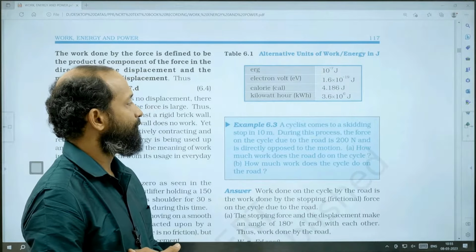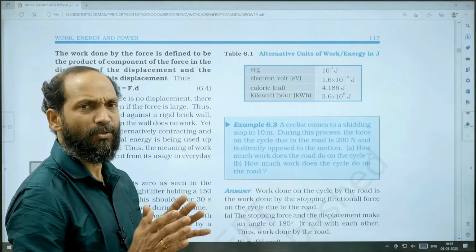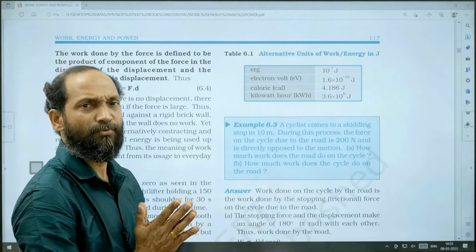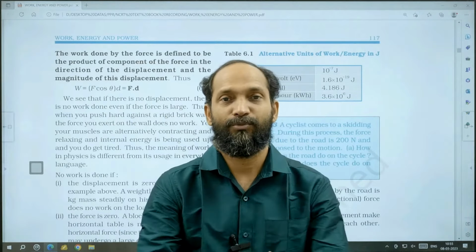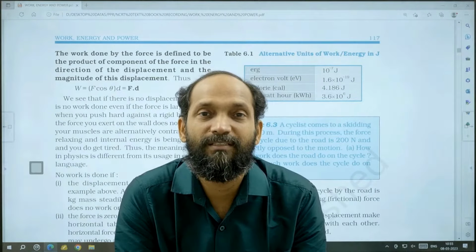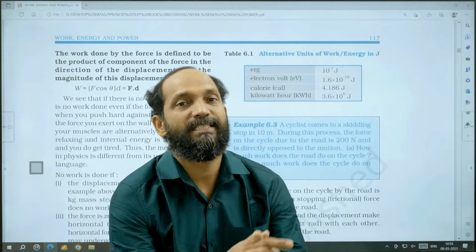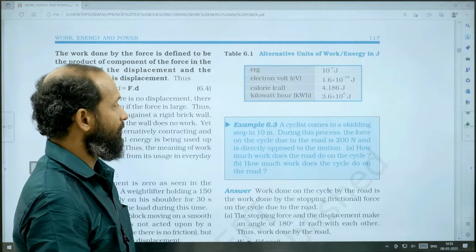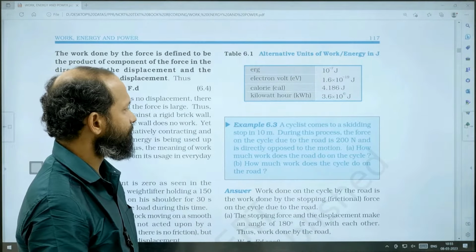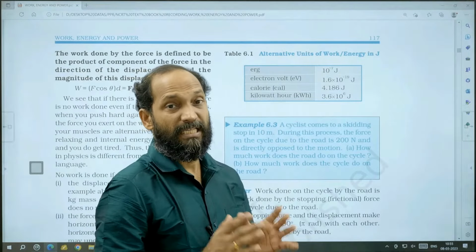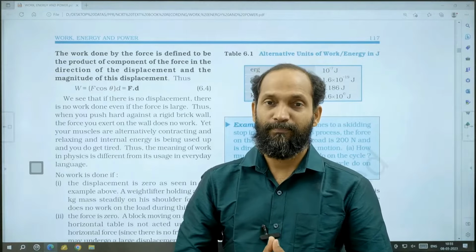And we know Newton's third law. The force exerted by the road on the cycle is 200 Newton, then the force exerted by the cycle on the road also should be 200 Newton. Every force appears in pairs, action and reaction. The forces are equal and opposite. Then what is the work done by the cycle on the road?